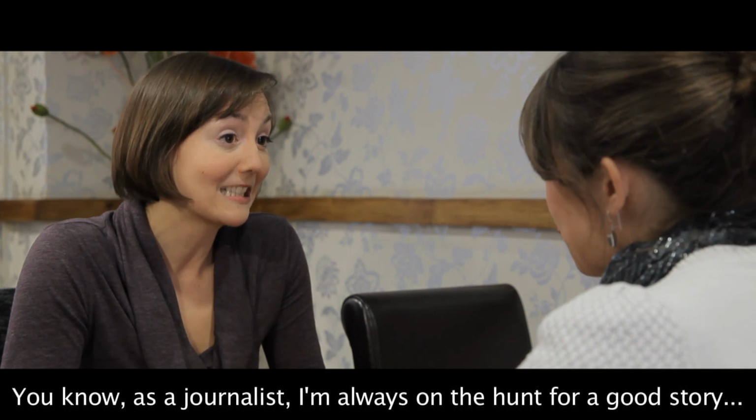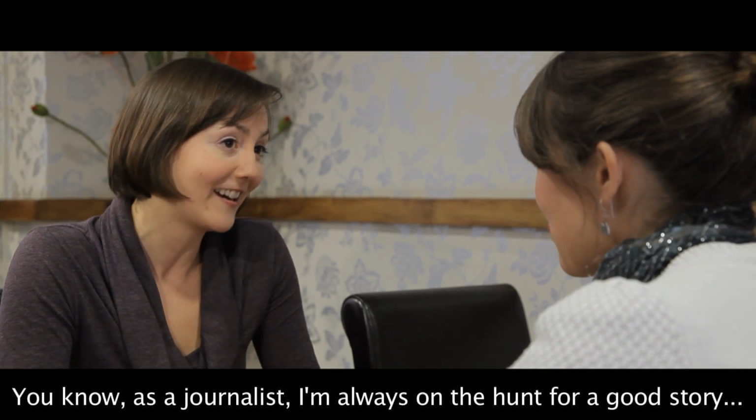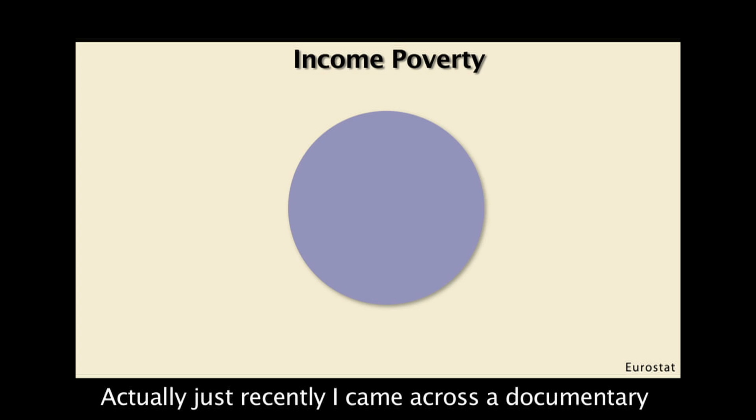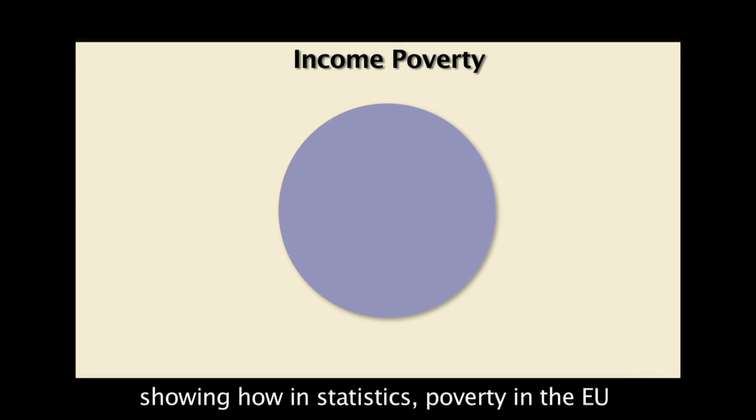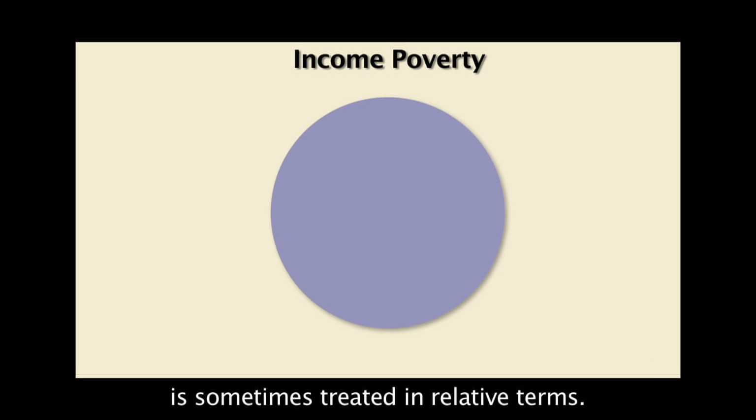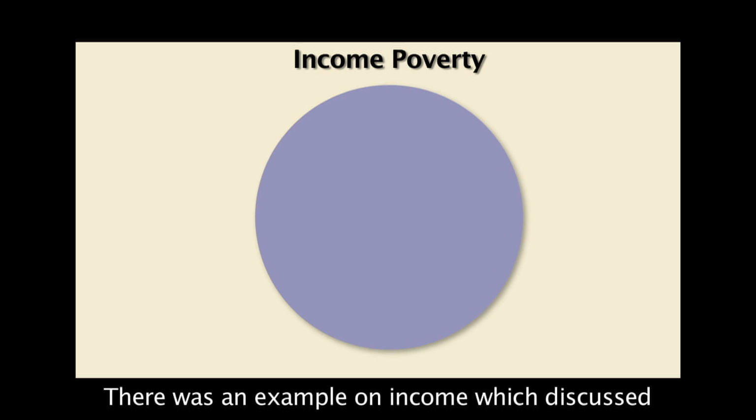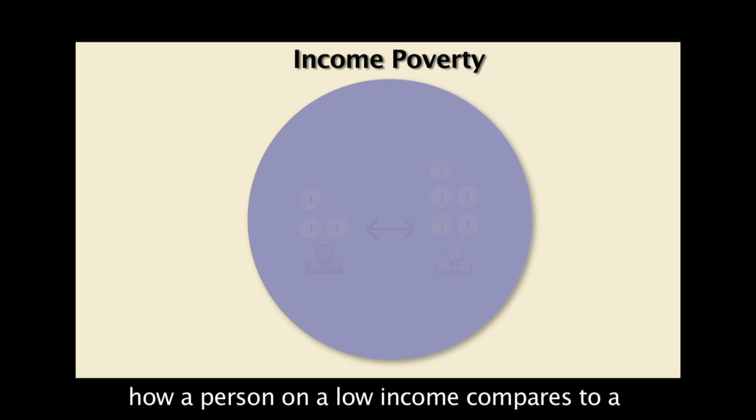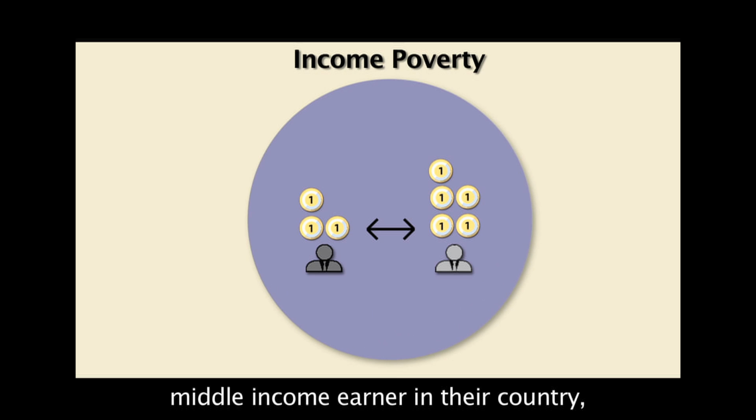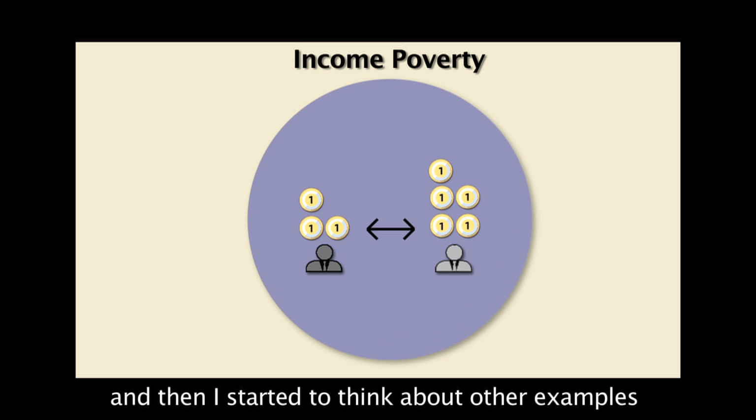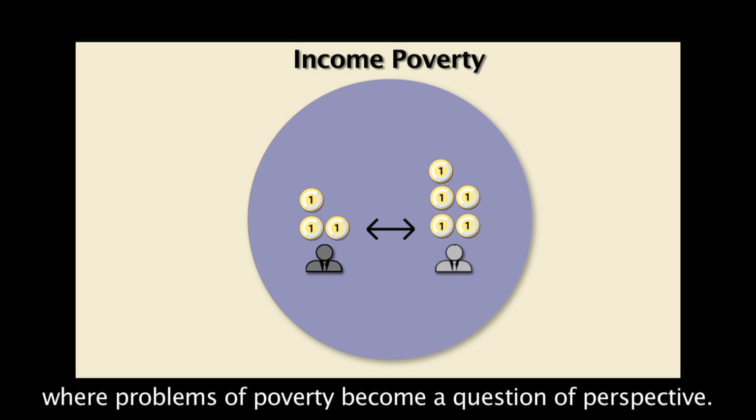You know, as a journalist, I'm always on the hunt for a good story. Actually, just recently I came across a documentary showing how in statistics, poverty in the EU is sometimes treated in relative terms. There was an example on income which discussed how a person on a low income compares to a middle income earner in their country. And then I started to think about other examples where problems of poverty become a question of perspective.